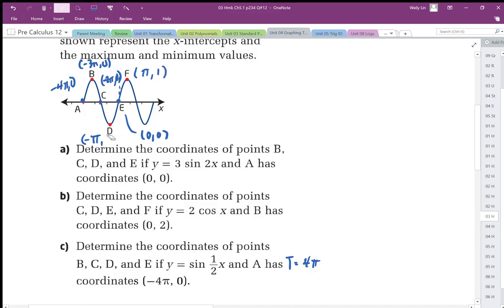Sorry, this is not 0. D is not 0. D is at 1. Same with B. The y coordinate here is 1. So this is going to be +1 for the maxes and -1 for the min.